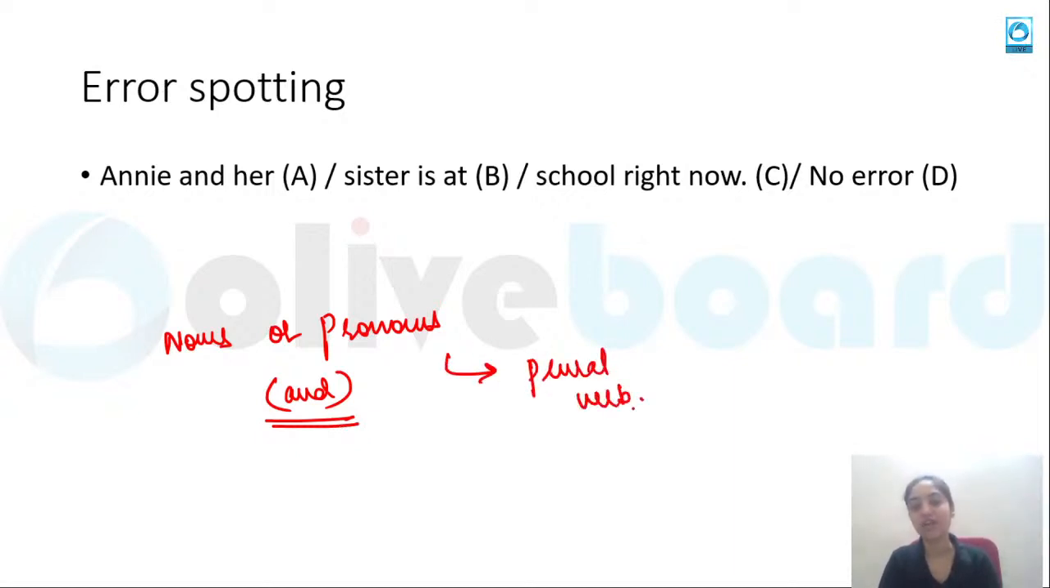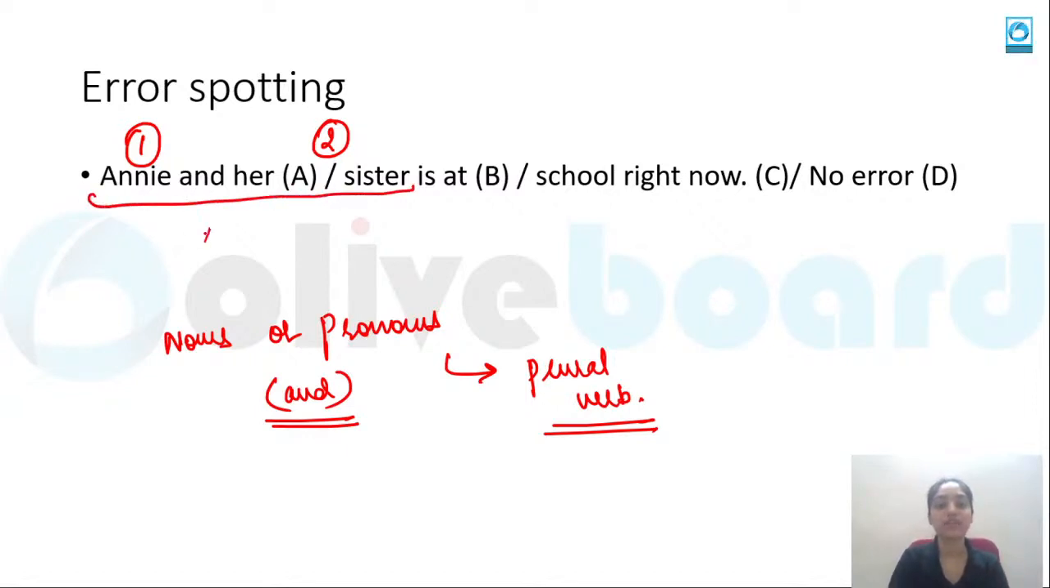Here we are talking about two people, guys. We are talking about Annie and her sister because we are referring to two people. This makes our subject plural. So because our subject is plural, our verb must also be plural. Now try to attempt the question. If you have not attempted the question, now try and attempt it.